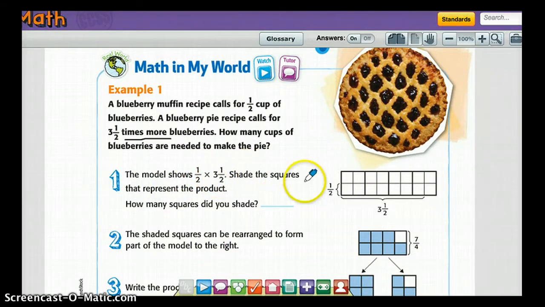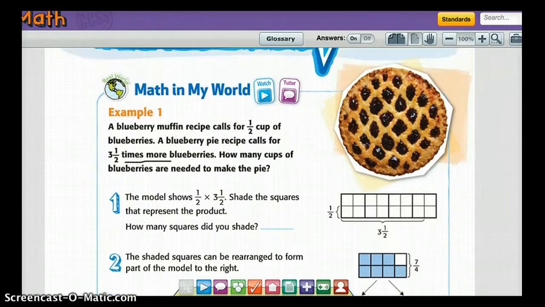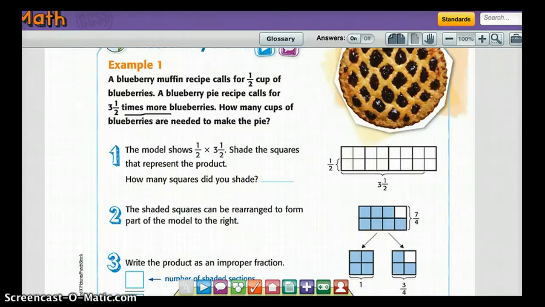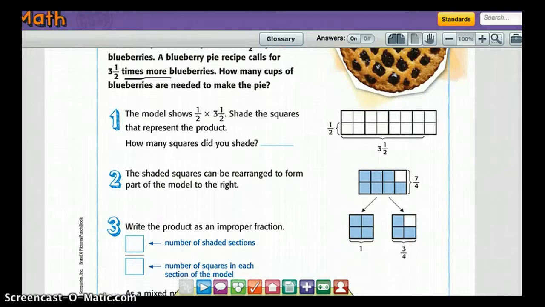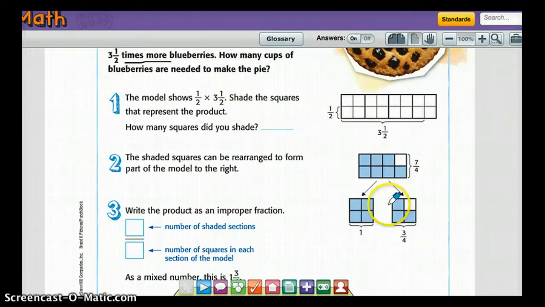So we can shade the squares that represent the product is one way, or we can also work this out in the way that we learned about in the video. So if we have 3.5, the first thing we're going to do is turn 3.5 into an improper fraction.